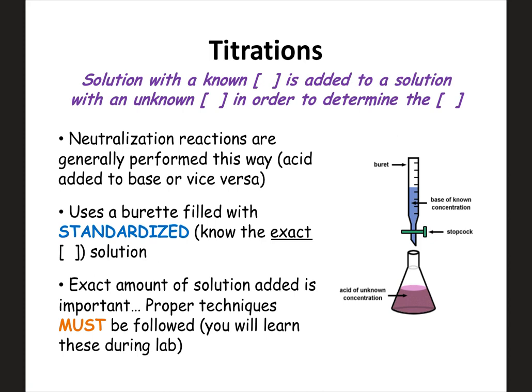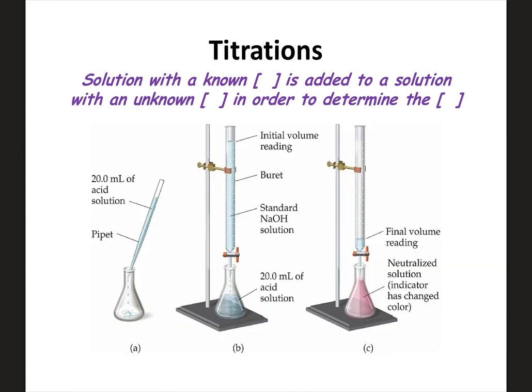You need to understand the proper techniques and what could happen if you don't follow those techniques, how they could impact your lab data. So anytime we're talking about titrations, we're just talking about taking our solution with a known concentration and adding it slowly to a solution with an unknown concentration. And we can determine the concentration of that unknown using this process. This is just giving you a quick preview of the process and of the lab setup.